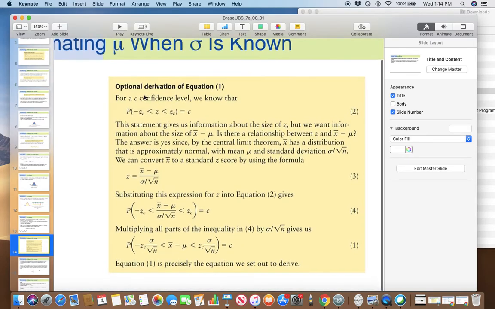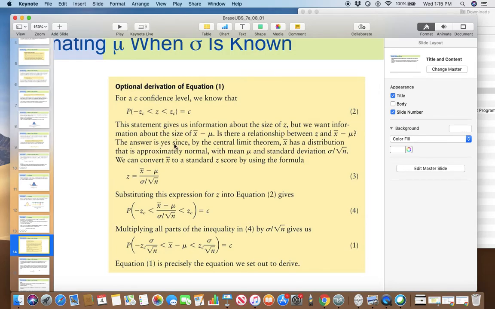All right. So we have confidence level C. So far we found critical value Z sub C such that the probability the Z score is between negative ZC and positive ZC is C. This statement gives us information about the size of Z, but our question is about x bar minus mu. Remember, this was the marginal error that we want to control. Now, is there a relationship between Z and x bar minus mu?